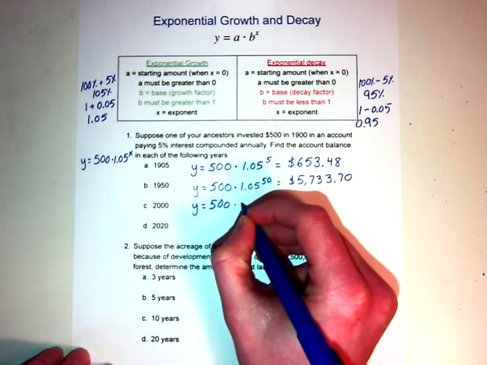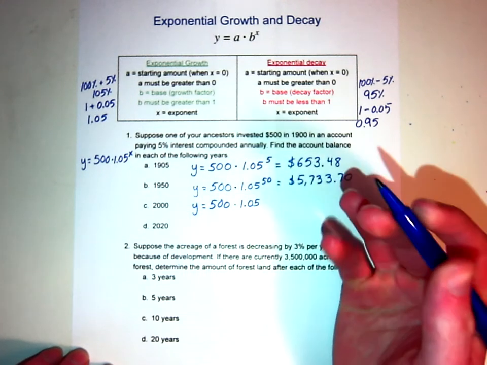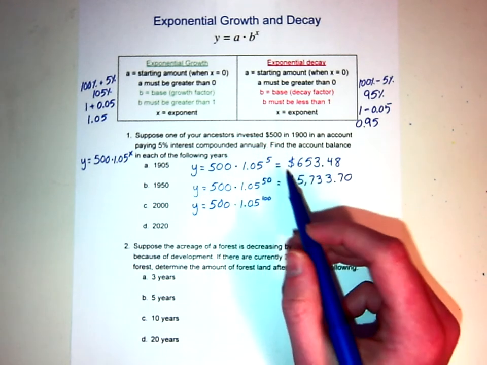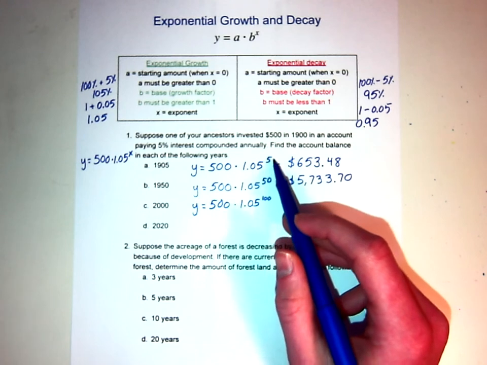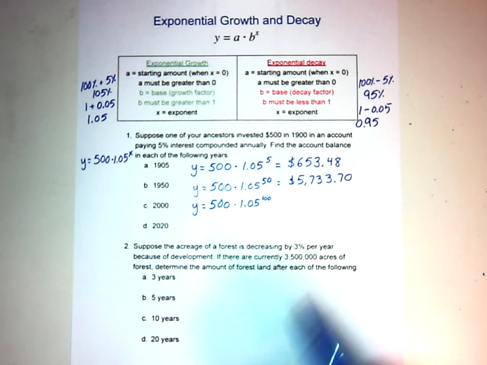We're doing it again using the same formula. How long has this money been in? At this point, it's 100 years. Now notice, I can't just multiply by 10. Well, 5 and 50, I just multiplied that by 10. It doesn't work because this is exponential. It's going to get really big, really fast. So let's go with this one: 500 multiplied by 1.05 to the 100th power.